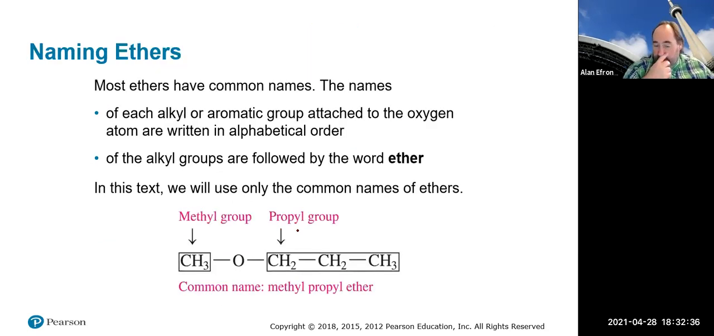And that's sort of what I just did, an almost similar example. But again, here, if we look at our oxygen as sort of our center guy, to the right we have a propyl group. To the left, we have a methyl group, alphabetical, methyl before propyl, and simply place ether at the end of the name. So not too bad. It's sort of the common name that's used for that one.